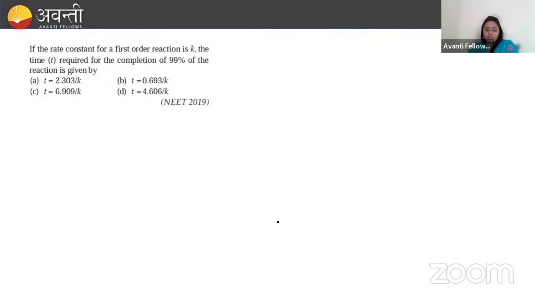If the rate constant for a first order reaction is K, the time required for the completion of 99% of the reaction is. So यहाँ पे हमको बोला है कि reaction कितनी complete हो रही है? 99% complete हो रही है. ठीक है? So for first order reaction, what is the formula?